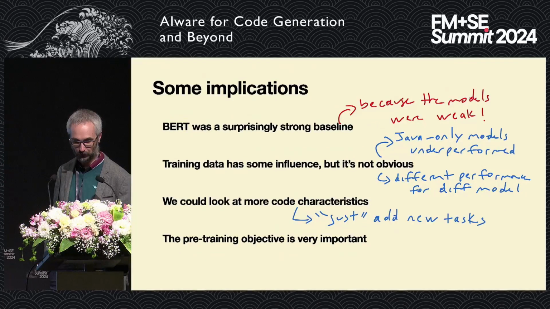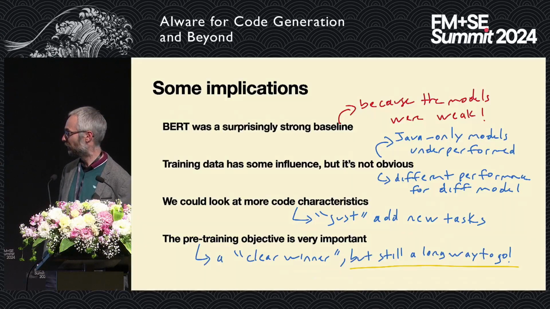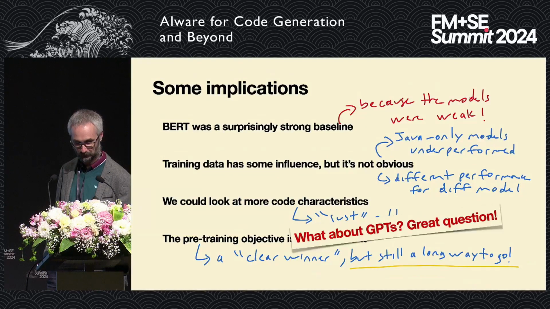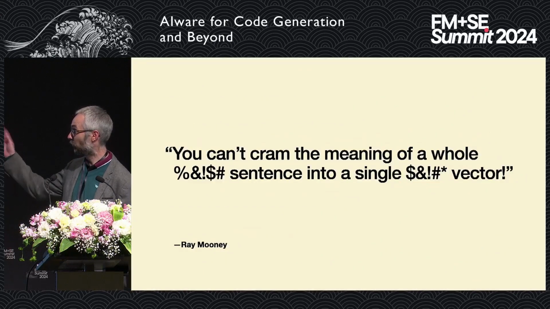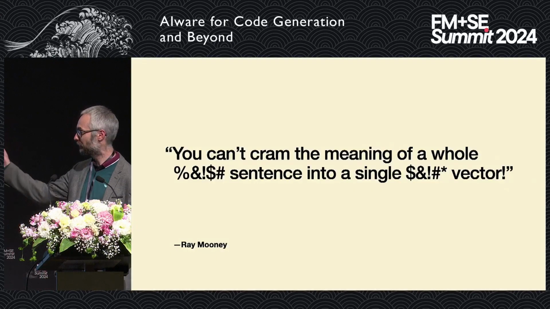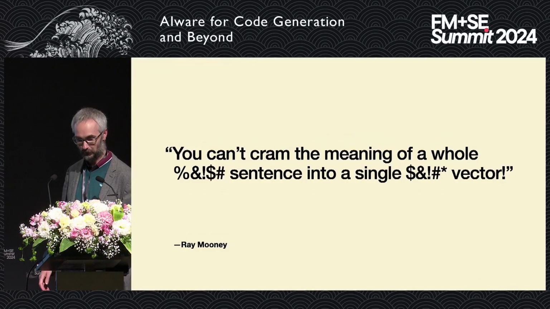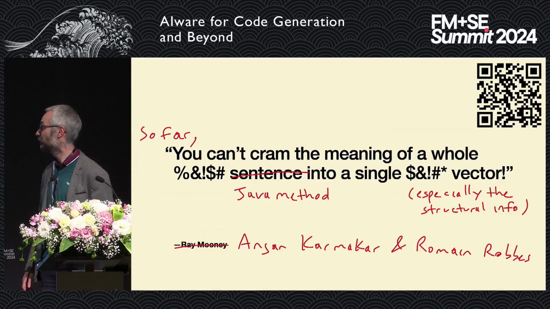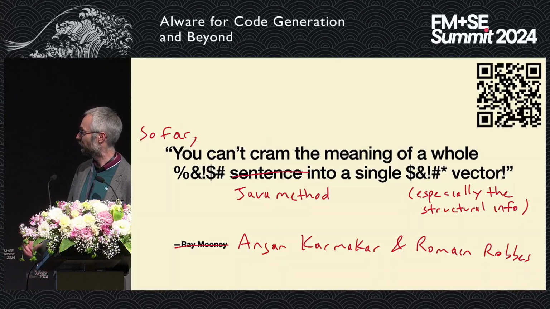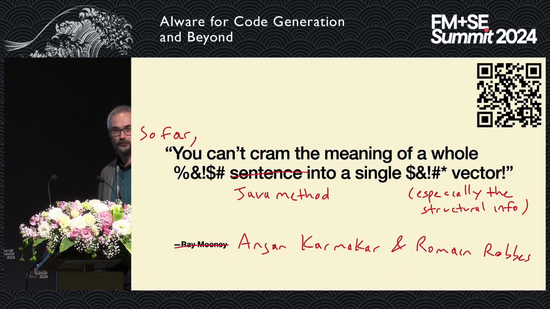You could expand this study to a lot more characteristics. And one hypothesis is that the pre-training objective is very important. But there is still a long way to go because the performance was far from amazing. We didn't look at models such as GPT, but that's a great question for later. So if we look at this quote, and that's the last slide. We had this quote by Ray Mooney, and if we update it, so far you can't cram the meaning of a whole Java method in a single vector, especially the structural information. And that quote is not from Ray Mooney, but it's from Anjan Karmakar, my former student, and myself.